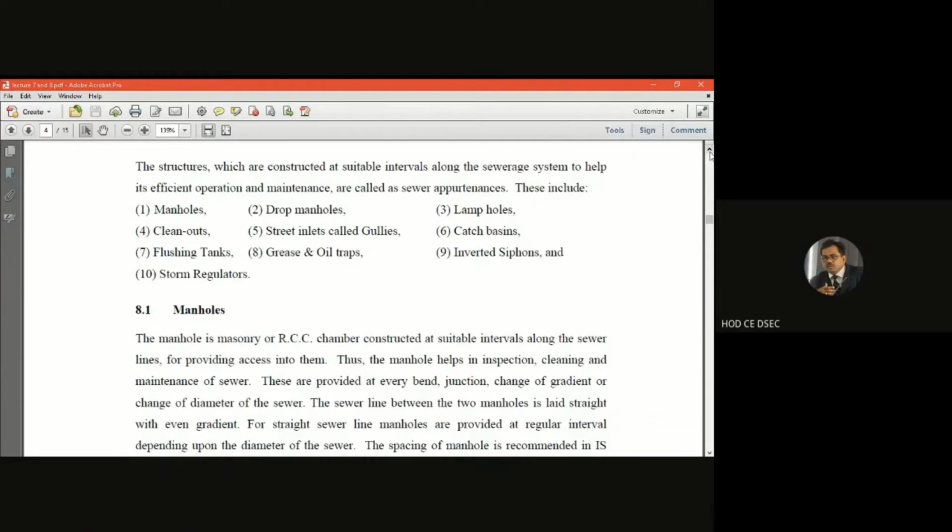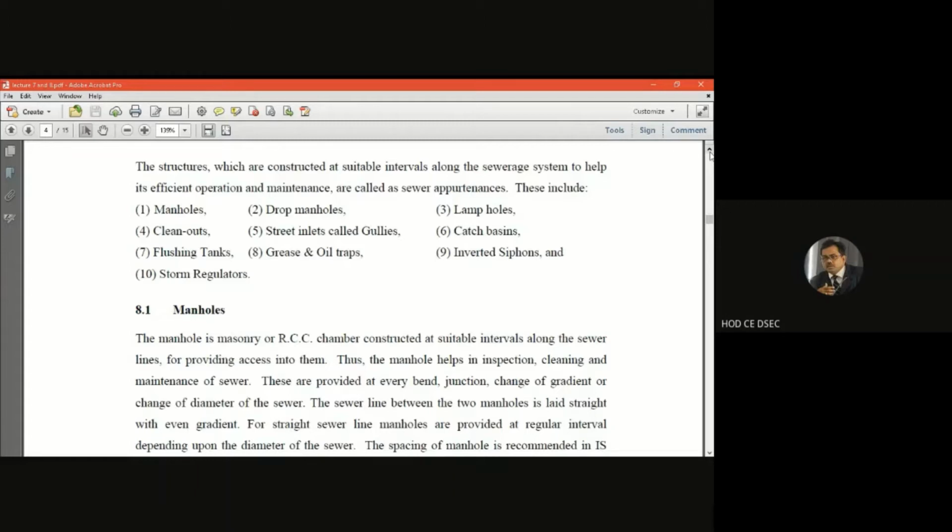So what are these? Manhole. Walking on roads, we often see manholes at different intervals. They are constructed on the roads for the day-to-day or interval maintenance and operation of the sewerage system. We will definitely discuss the different categories of manholes in detail, because it is a very interesting topic.